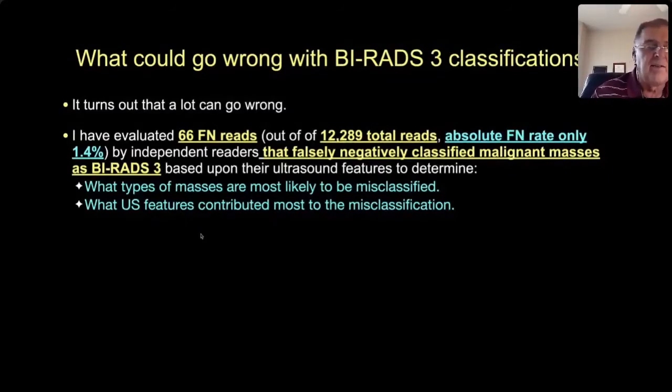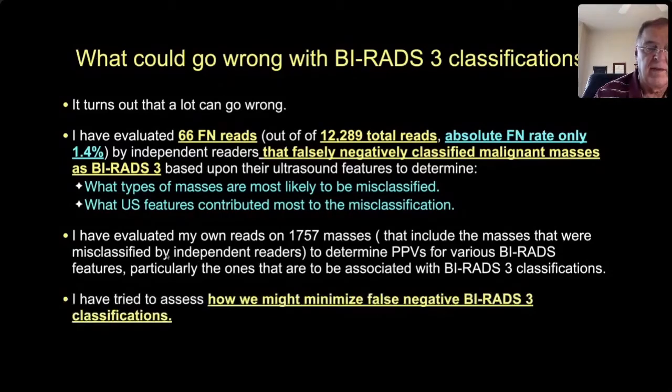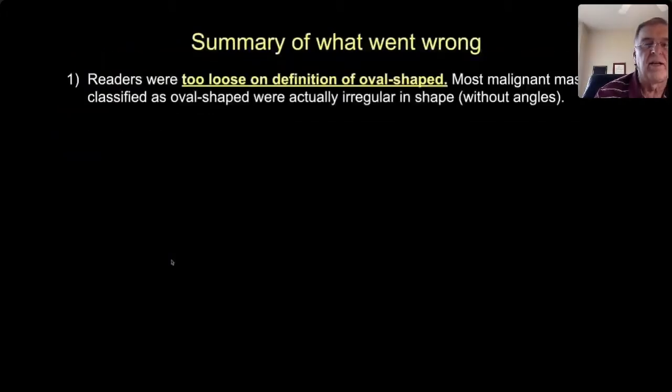But that doesn't mean we can't learn something from the false negatives that they had. So I did a very intense evaluation of these 66 cases to see how they managed to get underclassified. I also was a reader, and so there were 1,757 masses. I read these as a blinded reader just like the other readers did. So I used myself as a reference standard to see how they scored and classified differently from them, to get an idea of how I might be able to teach people to do better and how to minimize false negatives in BI-RADS 3.